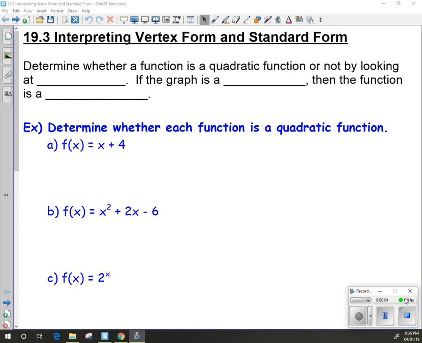Hello, in this video we are going to do our notes for 19.3, which in our quadratics station unit is station 4, and it's interpreting vertex form and standard form of quadratics.